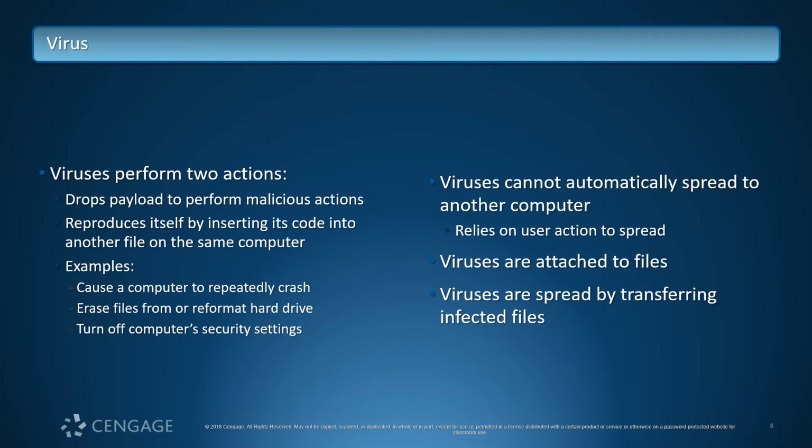Now, viruses tend to perform 2 actions. It'll go ahead and drop the payload and then reproduce. So it's going to try and perform some form of malicious action and then try and reproduce itself by passing itself to another file. Things viruses can do once the payload has been inserted and invoked: causing your computer to crash by consumption of resources or things like that, or it can cause a memory error. Erasing files from your hard drive or reformatting them.